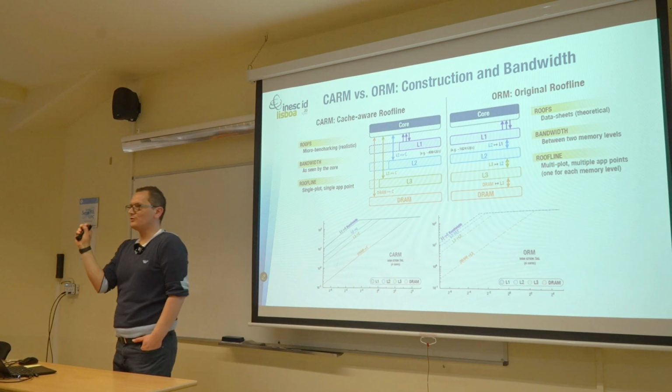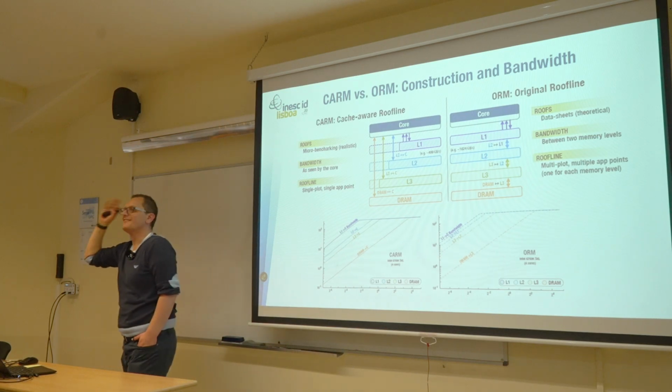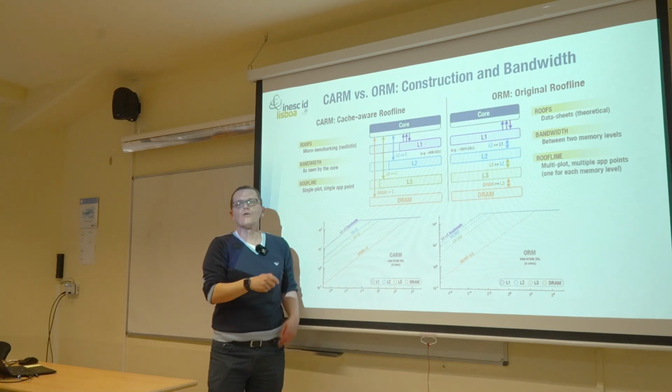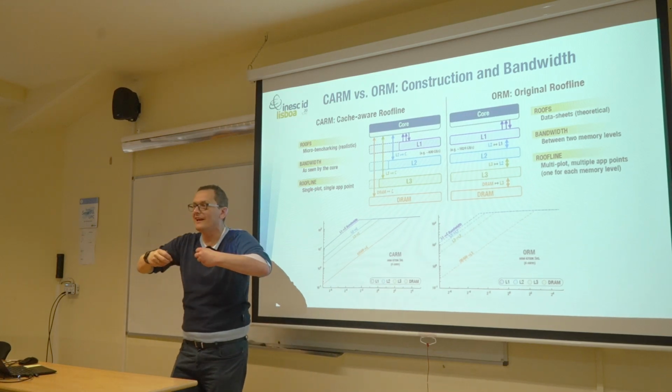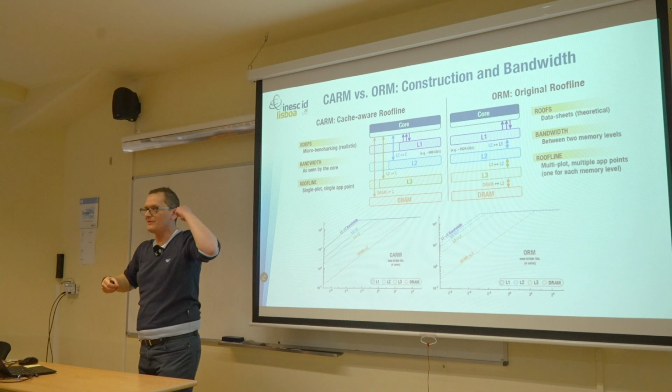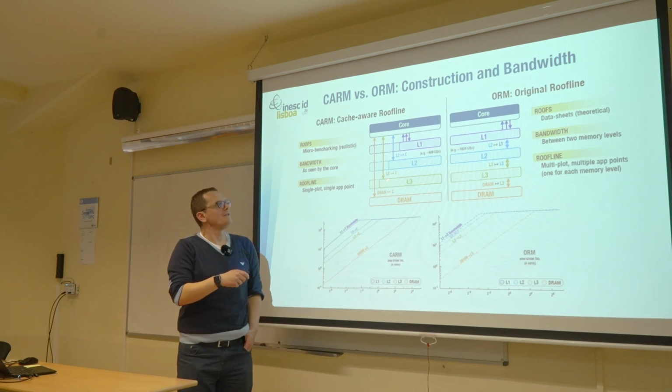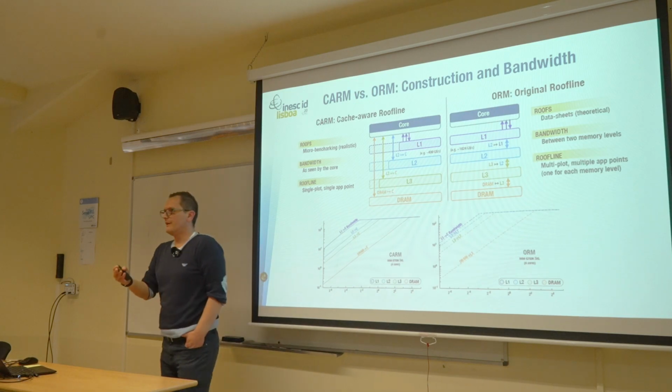I'm not going to go into detail. If you're interested, we can talk about that a lot. But you can think of it as forcing the benchmark to reuse all the data in L2, but evicting all previous levels in the hierarchy. Like this, you get L2 to the core bandwidth, L3 to the core, DRAM to the core bandwidth, and so on.